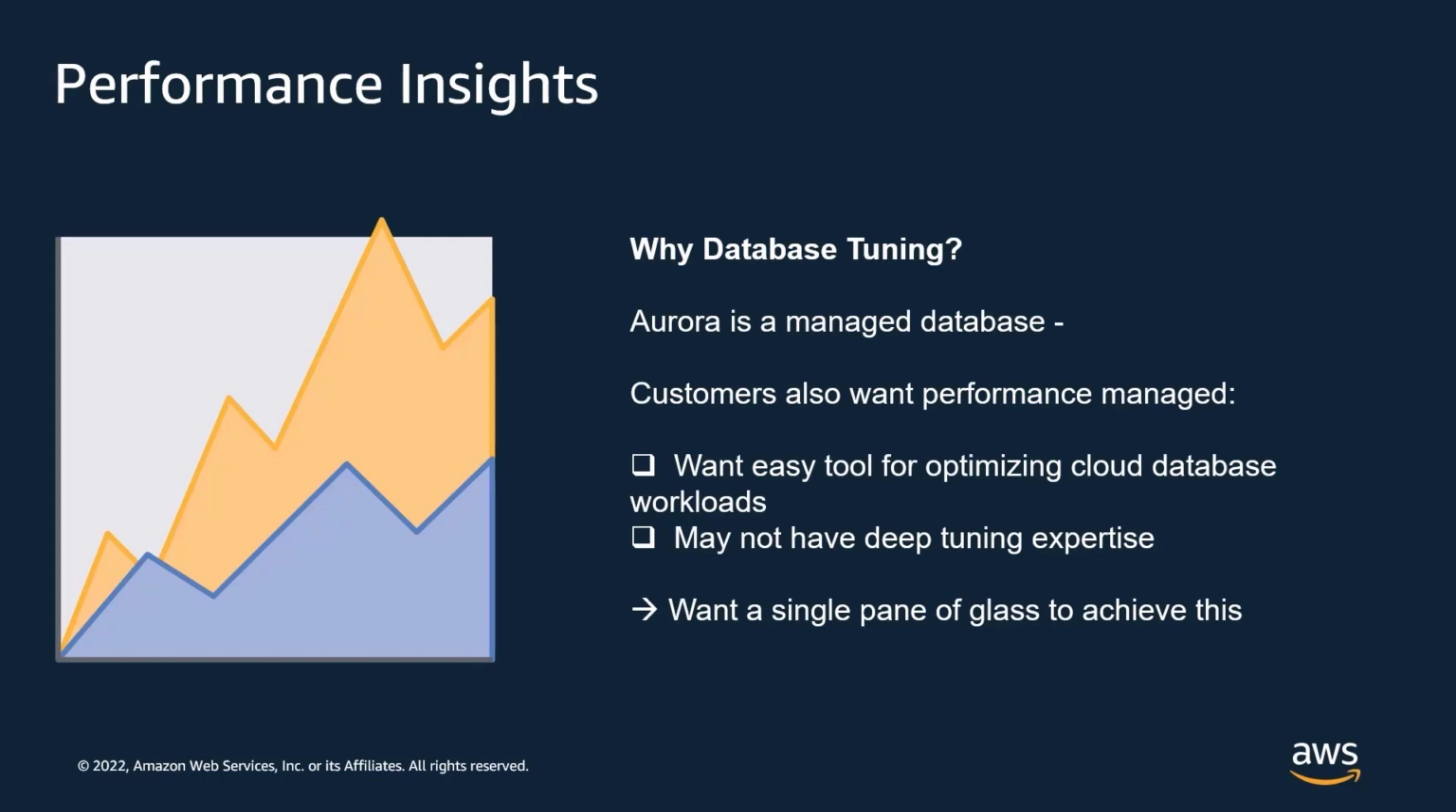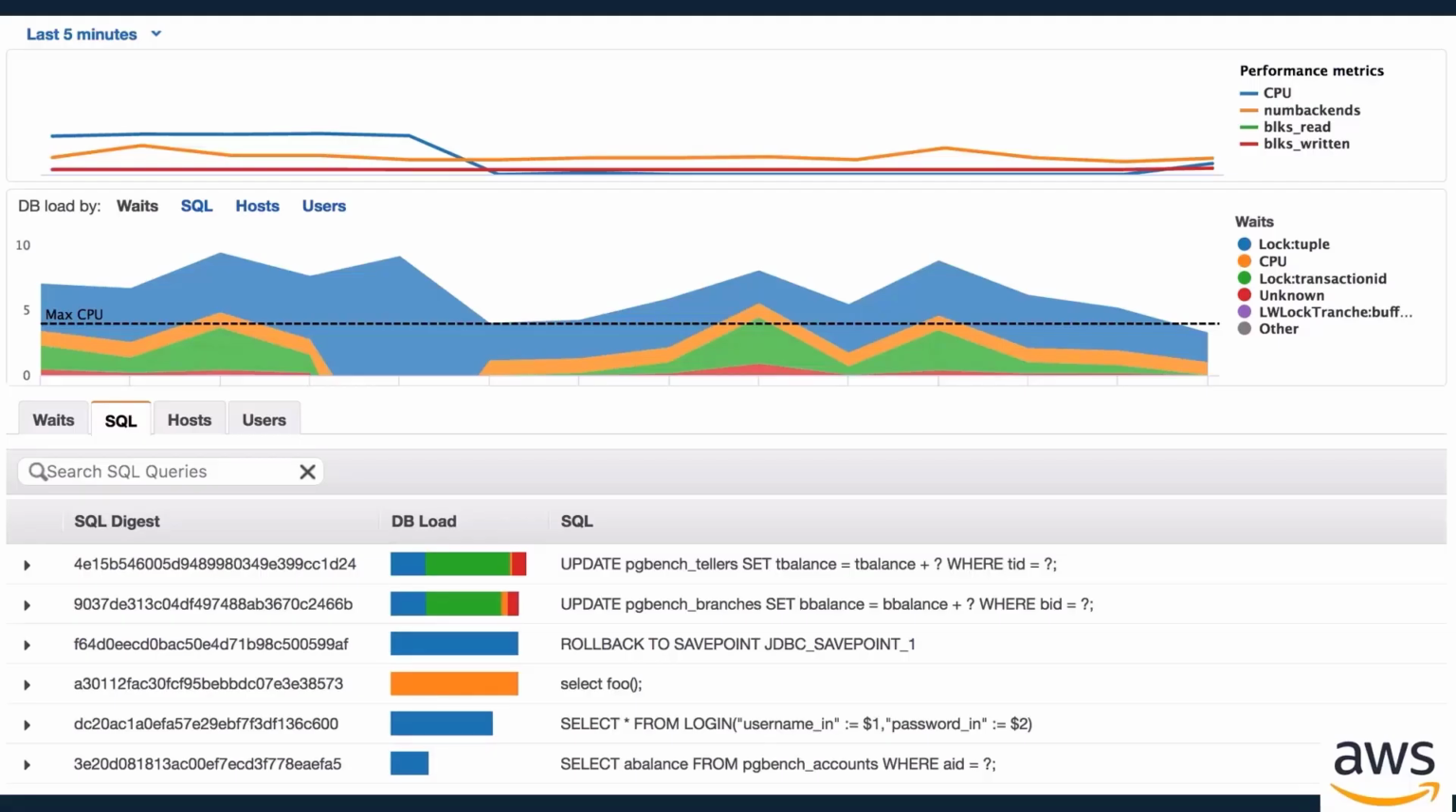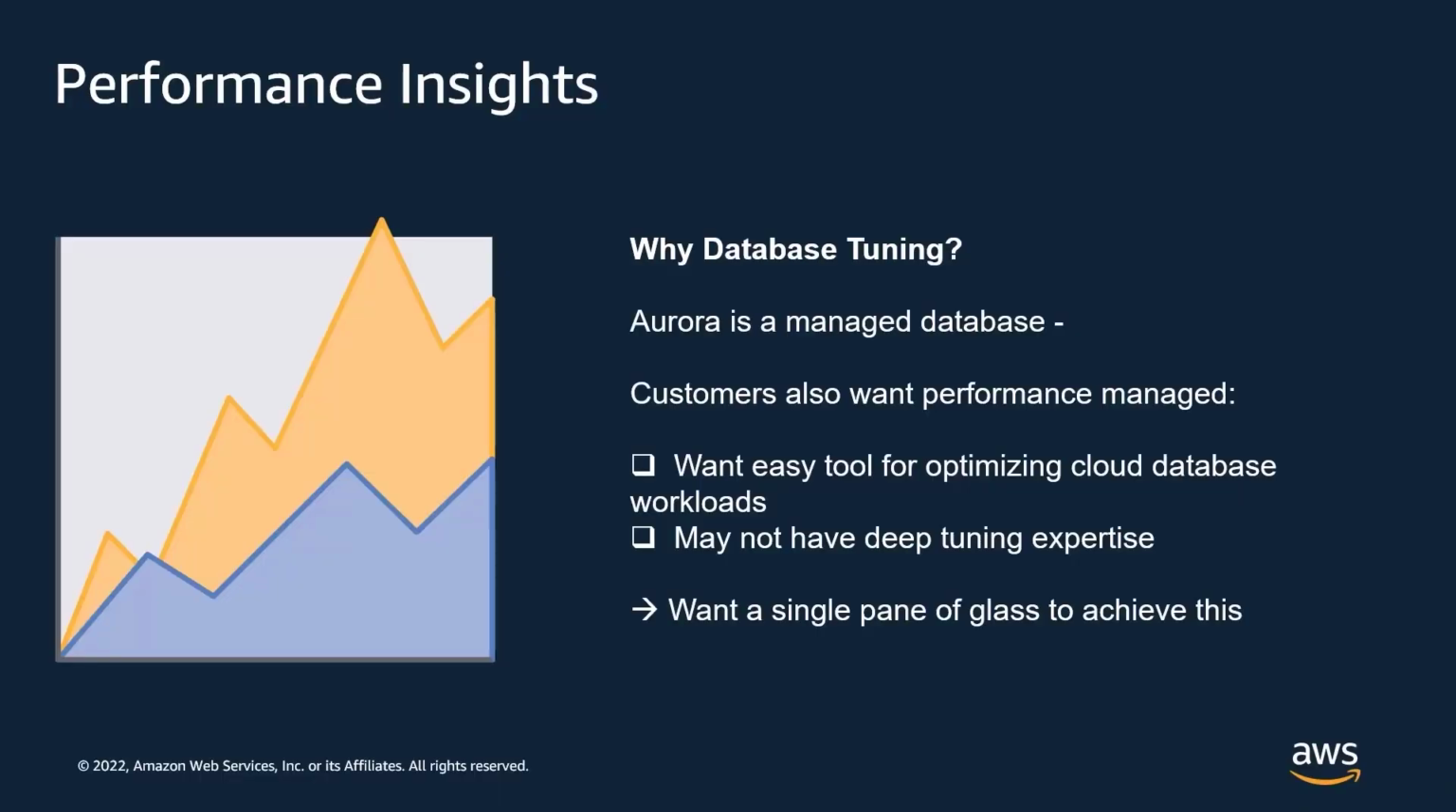Amazon Aurora is a managed database. So a common expectation is also to have a way to manage and assess database performance and find bottlenecks. Since Aurora is a managed database, the people working with it are not required to have deep database and tuning expertise. So to streamline performance management, we made a tool available that's super simple to use and available right there in the database console called Performance Insights.